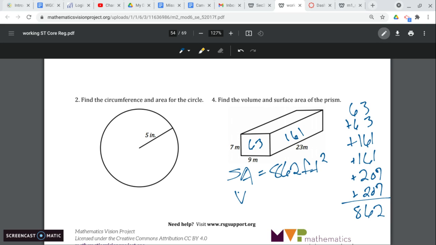Your volume is much easier. We just take 7 times 9 times 23 to get 1,449 feet cubed. So volume is definitely a lot easier on that one, but surface area is completely findable. Okay? All right.